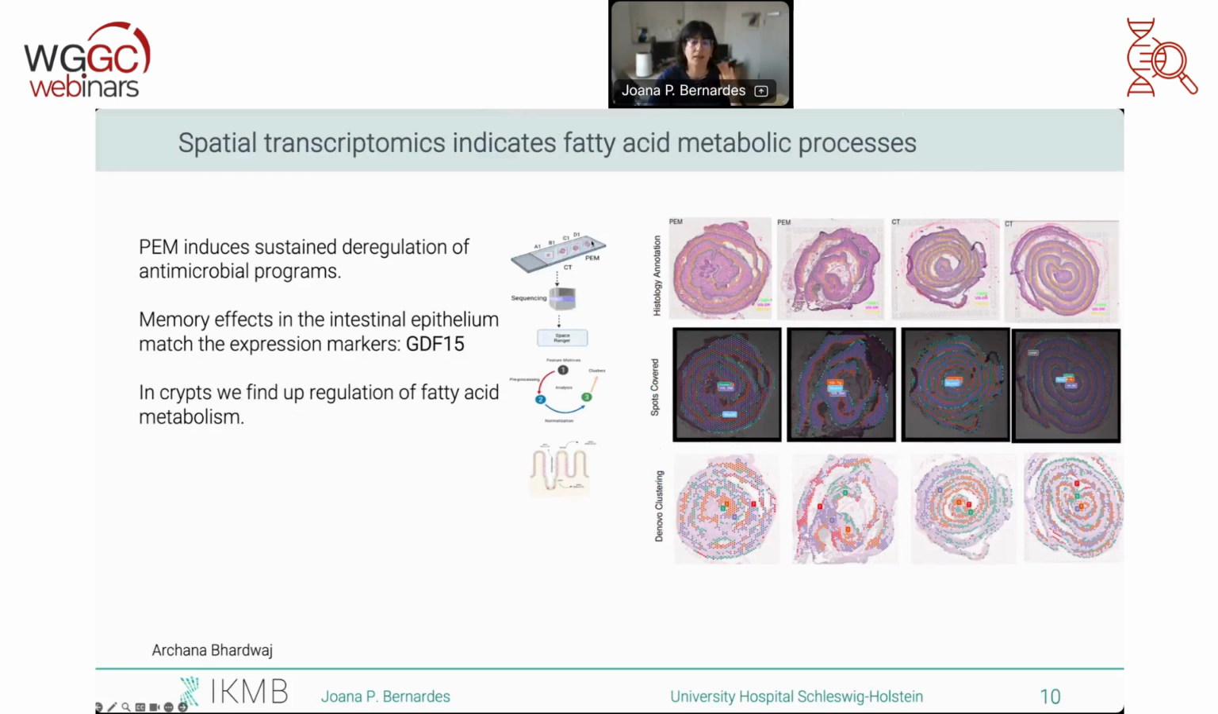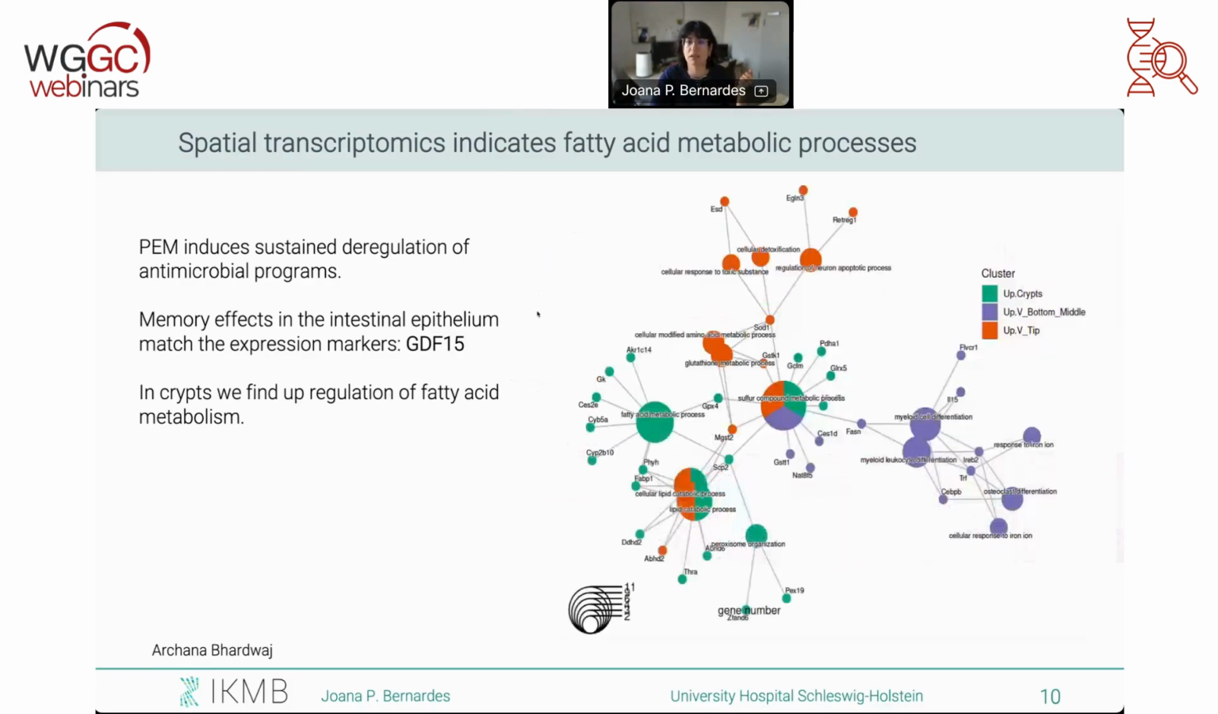So we only had N equals 1 per group, but we could already see interesting things coming from this. Mainly, most of the signatures that we find are in the crypts, in the bottom of the crypts, where the Paneth cells are. And here we not only see a decrease in the number of Paneth cells, but we could also see that within these crypts there is an upregulation of fatty acid metabolism.